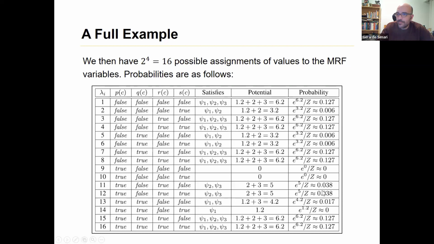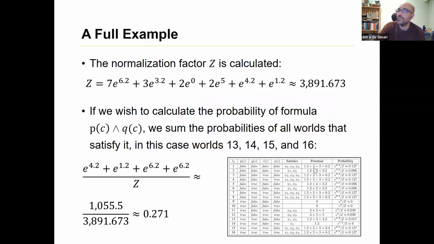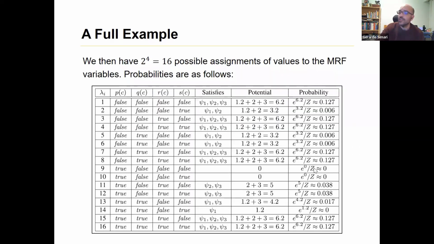An interesting thing that happens here is in worlds 9 and 10. They don't satisfy any of the formulas. But the way these models work, you don't get a 0 really, because the potential is 0, but it's still e to the 0. So the e to the 0 is 1, right? So it's 1 over z. Z is a pretty big value in this case. I think it's in the thousands. Yeah, there it is. It's 3,891.